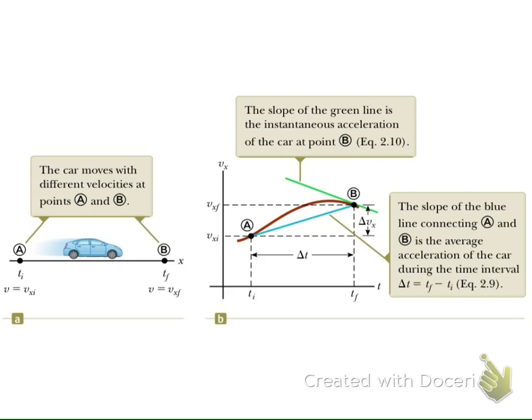If you want to calculate the instantaneous acceleration, or as in the case of velocity, we will call it just the acceleration. The instantaneous acceleration, or the acceleration at B, is the slope of the tangent line at point B in the VT diagram.